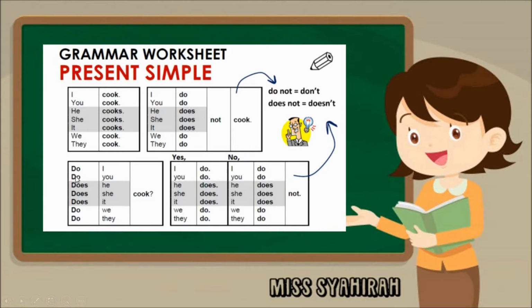For questions, the do and does, you have to write it and start it at the front. Bring it to the front. Do I cook? For plural subject, do I, do you, do we, do they. Whereas for singular, you start with does. Does he cook? Does she cook? Does it cook? Whereas the answers, yes, I do, or yes, she does. For negative answer, no, I do not, I don't. No, he does not, he doesn't.